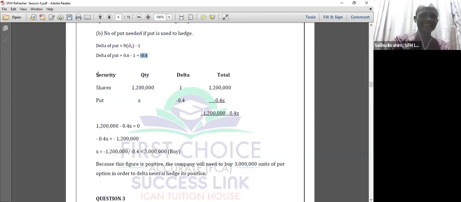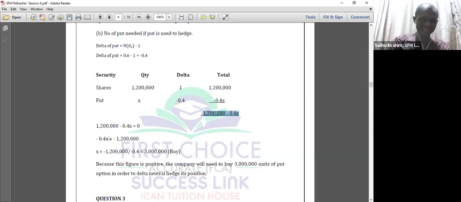Minus 0.4. So we create the same table. Security remains the same thing. Now we are using put instead of call. How many puts? I don't know. What is the delta of put? Minus 0.4, multiplied by the total puts needed, x. I have minus 0.4x. So add the two together: I have 1,200,000 minus 0.4x.